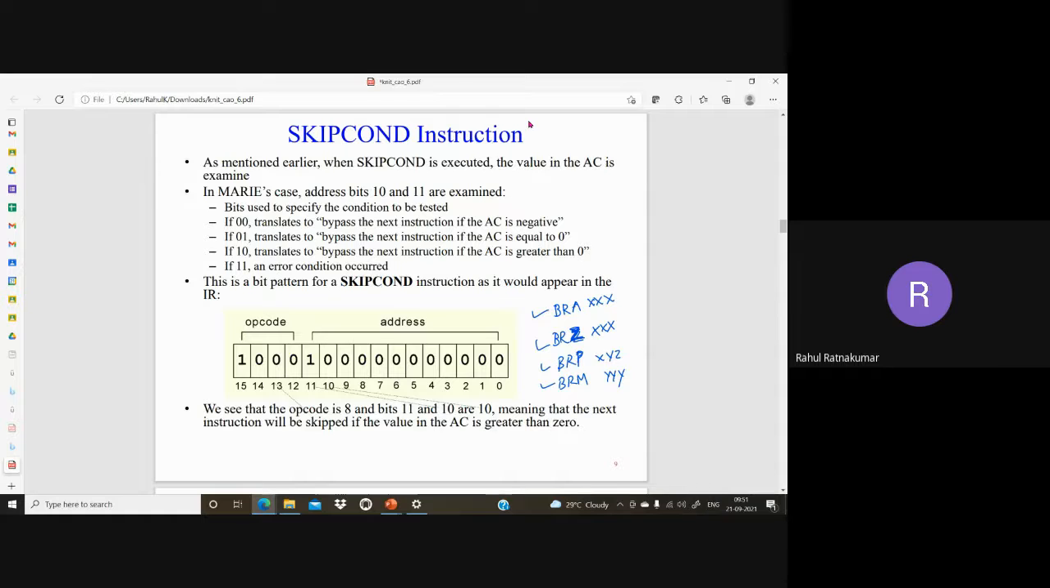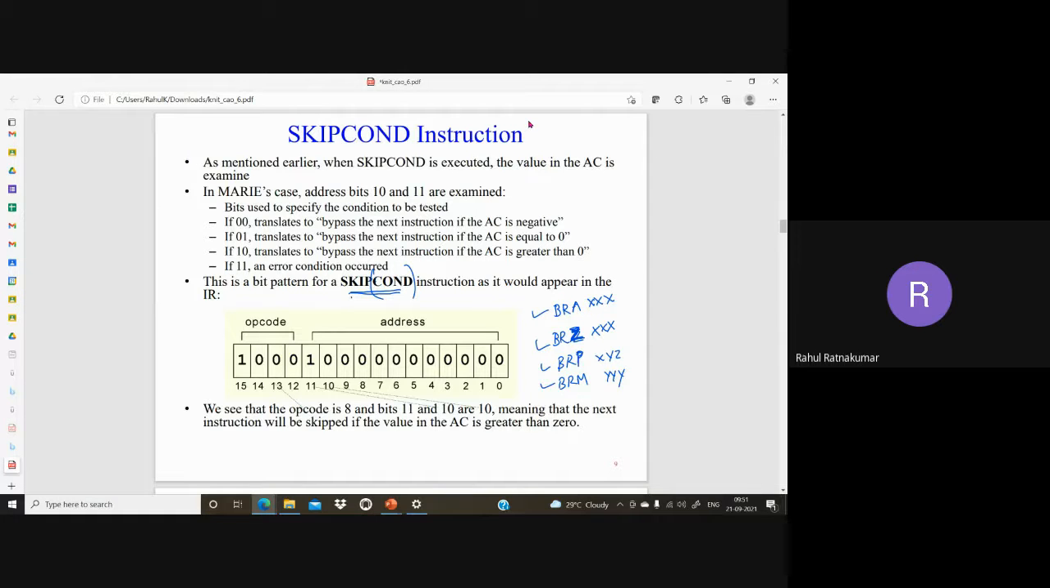Now, likewise, we have another kind of branching or jumping instruction, skip con. It's up to the computer architect to decide what kind of branching instructions he needs to incorporate in his design. Based on the hardware, he will be incorporating some. So here skip con is skip on condition. Skip the next instruction on condition. That is the meaning. What condition? Condition on the accumulator. So we have different options in this opcode.